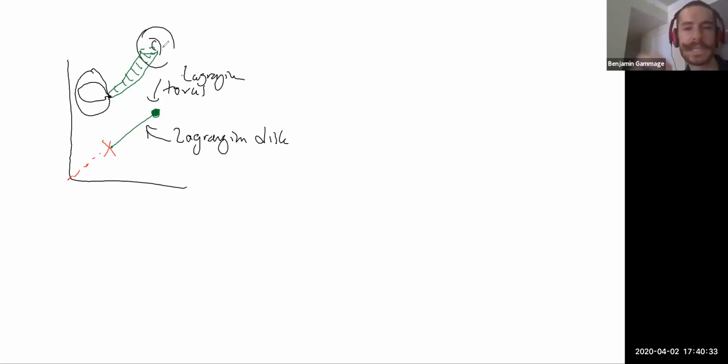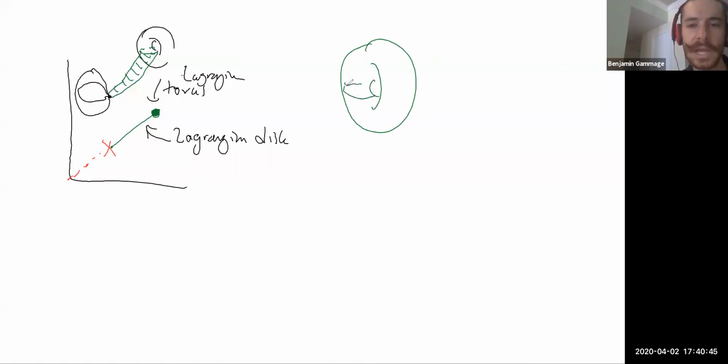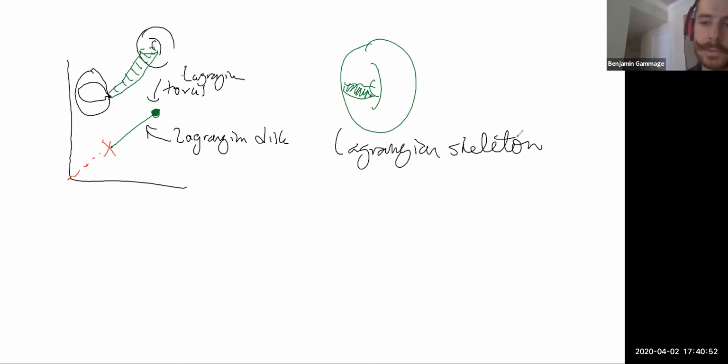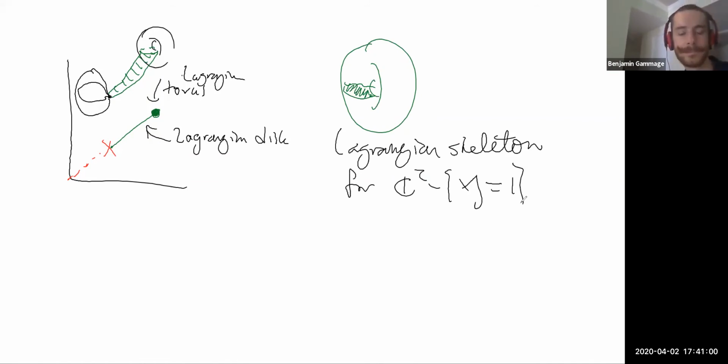And so when I put these together, I get this total Lagrangian, which is this torus. This is a Lagrangian skeleton, and I'm not going to review the theory of skeleta in this talk, but this is a Lagrangian skeleton for the variety C2 minus xy equals 1.